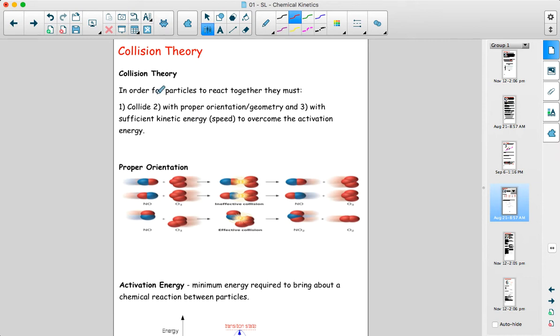Sometimes they might say, in order for colliding particles to react, they must... And then if they include the collision part in the initial statement, then there's really only two things that need to happen. They need to collide with the right orientation and with enough energy.